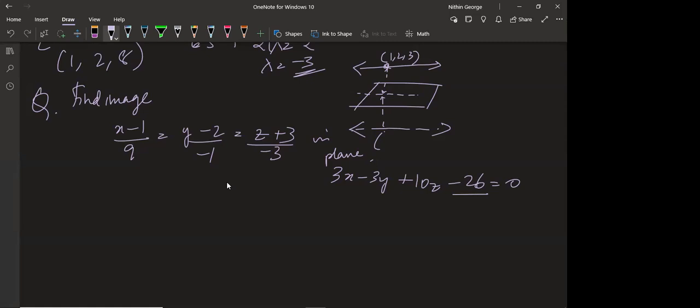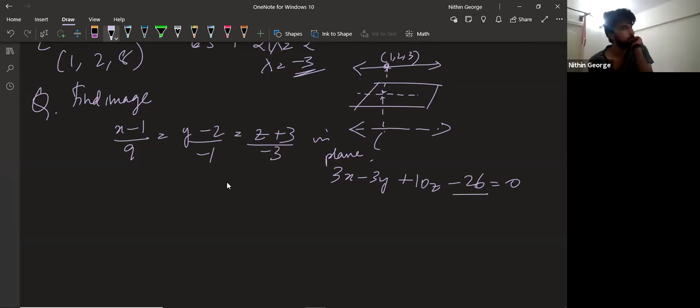Sir, I found a foot, 5 by 2, 1 by 2, 2. Correct. So the image will be 1 to 5 by 2. There is a 1.5 gap. So 1.5 gap from 5 by 2 is 4. Okay. So another point will be 4.